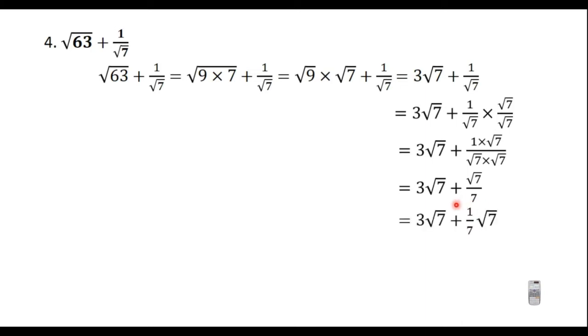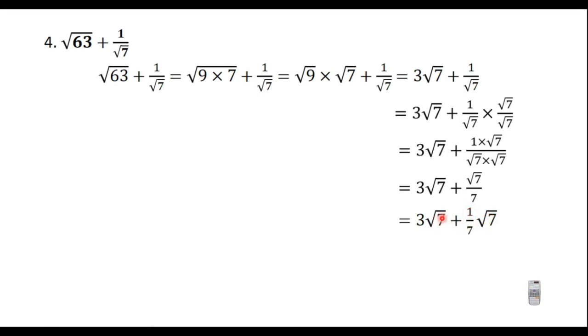Now you can see this is the same as 3 root 7 plus, there is 1 in front of the square root of 7. So we are going to have 1 over 7 times square root of 7. Remember, nothing has changed here because this square root of 7 is also over 1. So you are going to have 1 times square root of 7 over 7 times 1, which will give us 1 over 7 square root of 7.